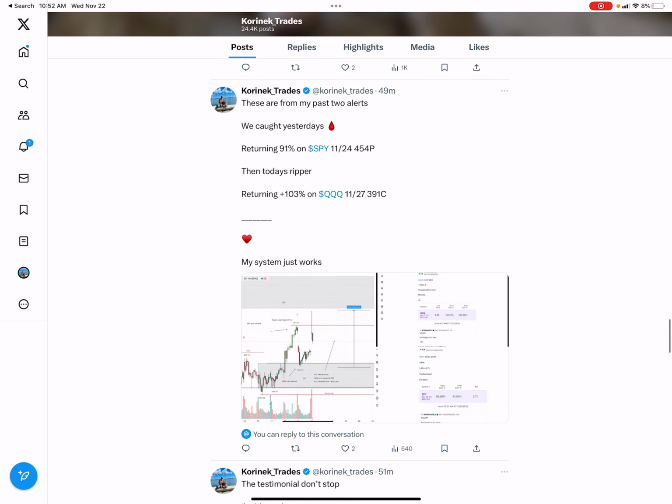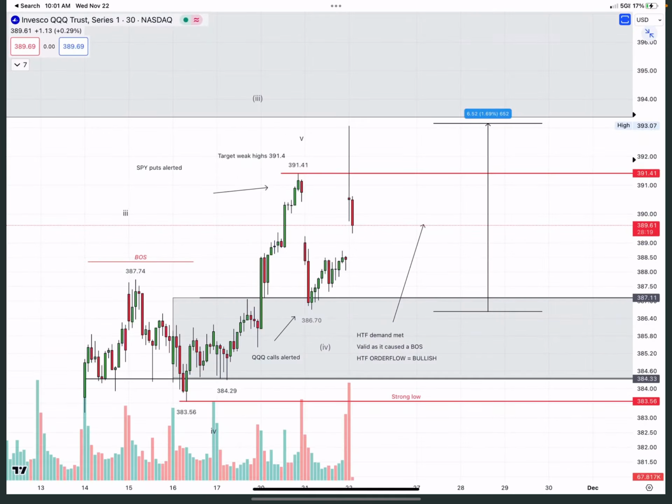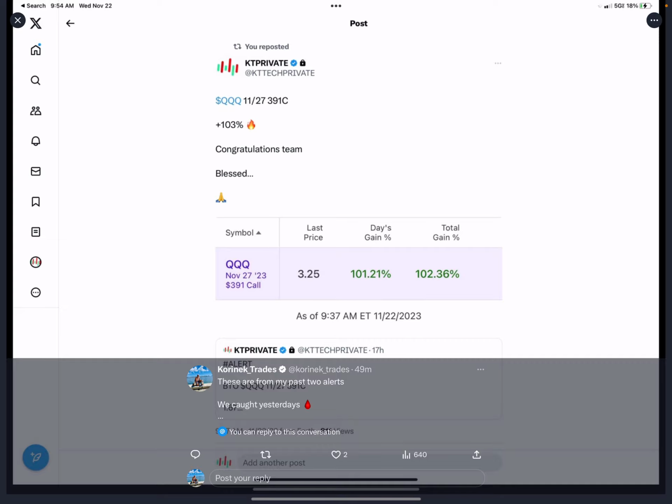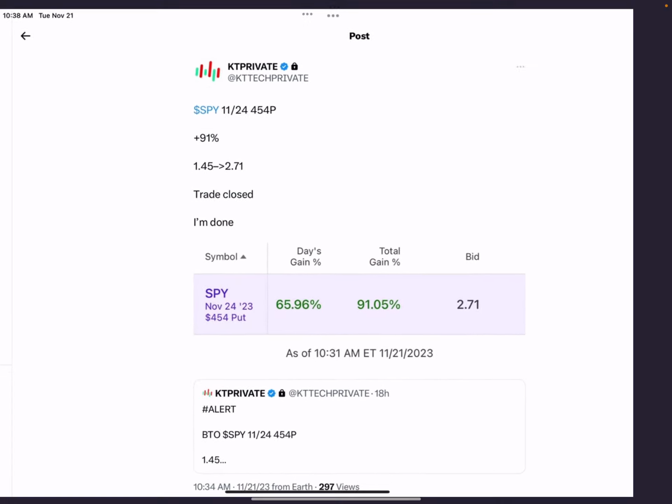All right, guys, I just want to show exactly how we caught this huge rally today as expected, just following my trade plans and following the direction order flow. So yesterday I had alerted SPY puts at the top, right? And then we took them for a huge sell-off, returning, I think, almost 100% on our SPY puts yesterday. Okay, 91% on this. So this was an alert I sent out yesterday that we closed.